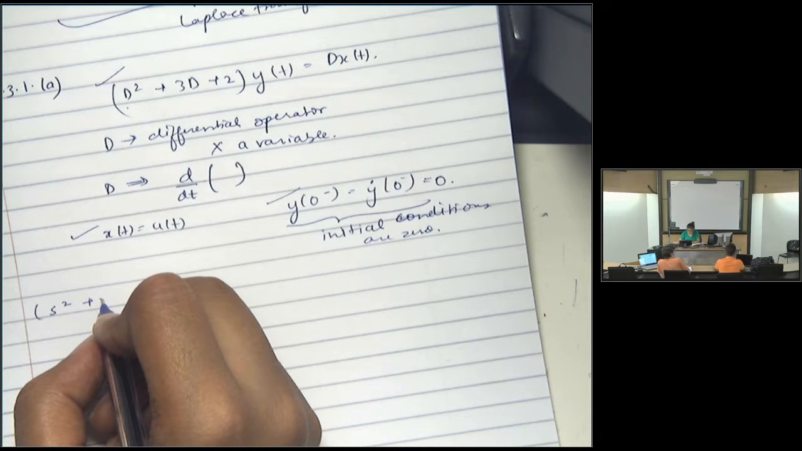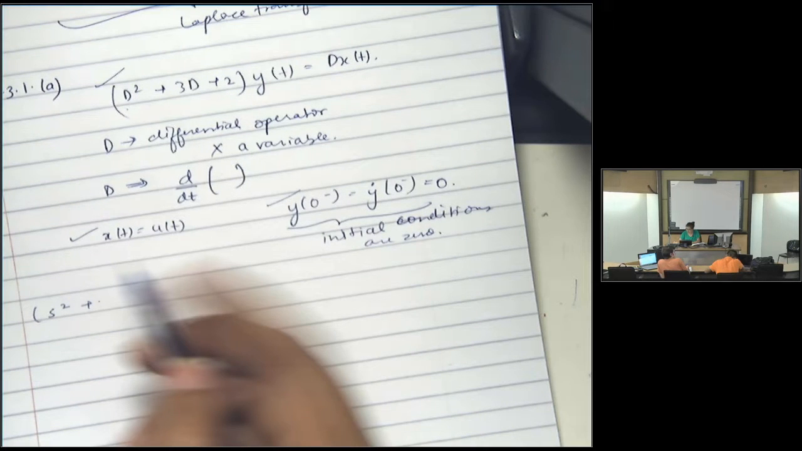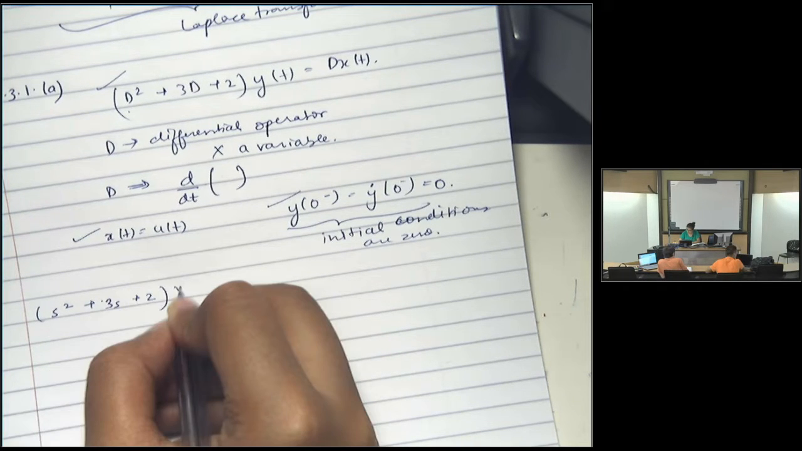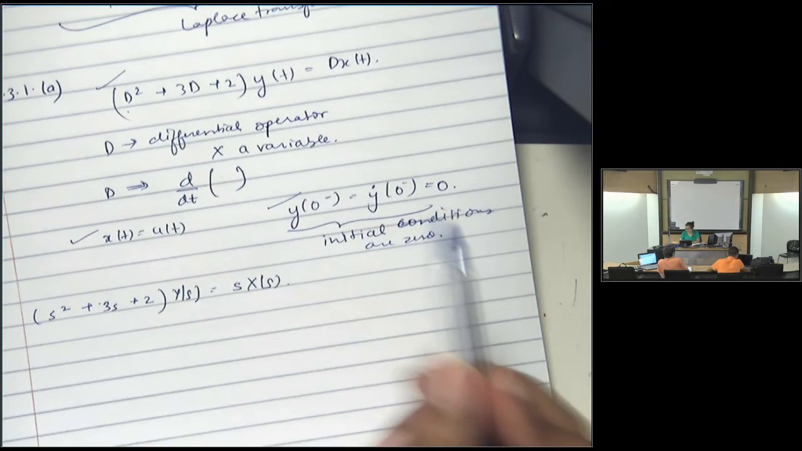So we write this equation in terms of s. We do not treat our capital D as a variable. So (s squared plus 3s plus 2) Y of s is equal to s X of s. How do we get this? We are taking the Laplace transform of this equation.